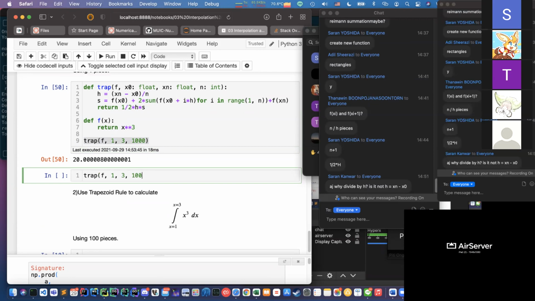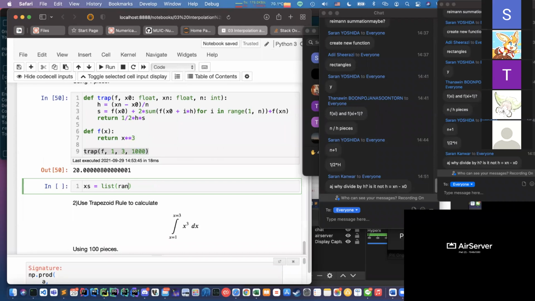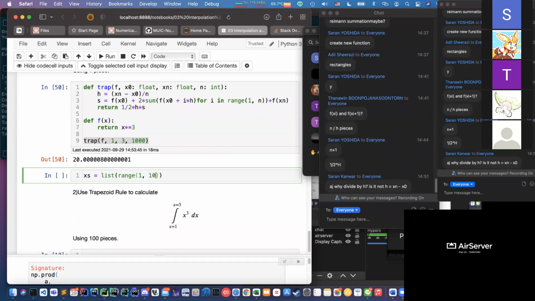Okay. Let me do something fun for you. Axis is np.linspace 1 to 1,000. Say 1,000 pieces. Wait, I cannot do that, right? Wait, let's call that range. A list of range, so I made sure that they're all integers. 1 to 1,000. Do 1,001. Doesn't matter. Okay.